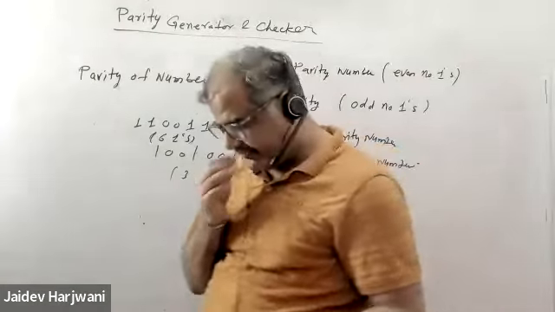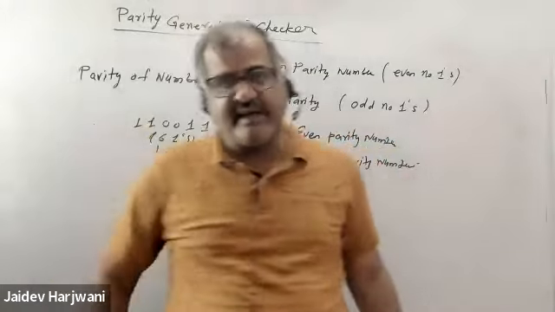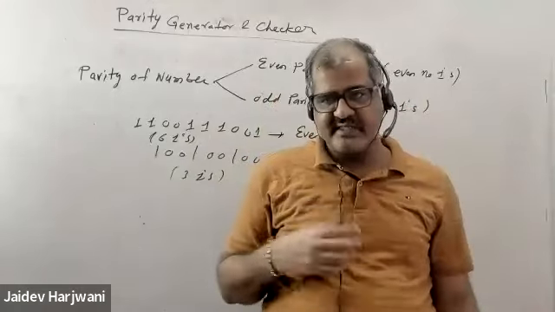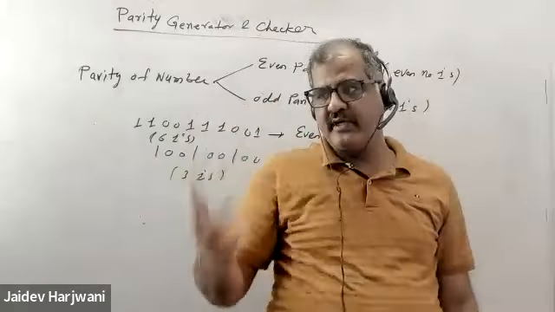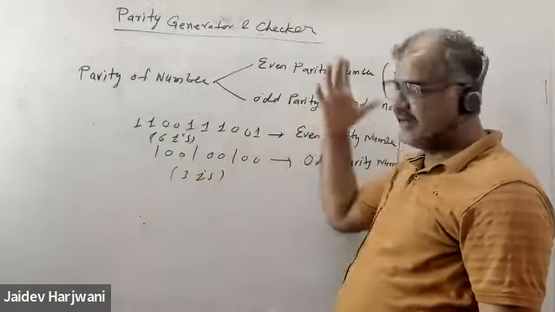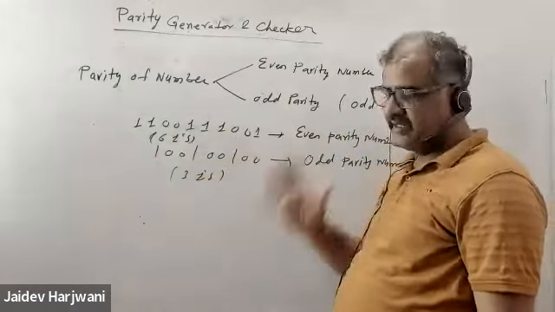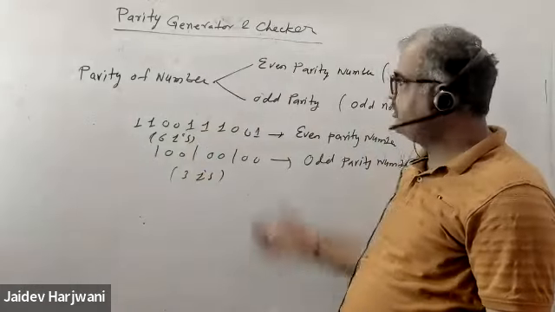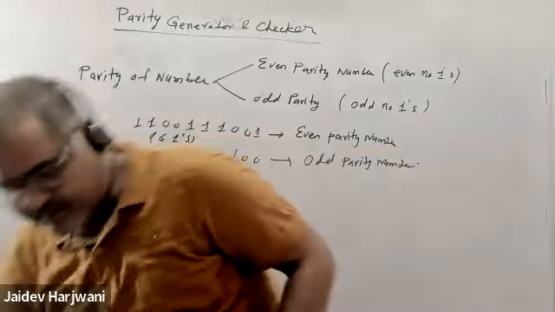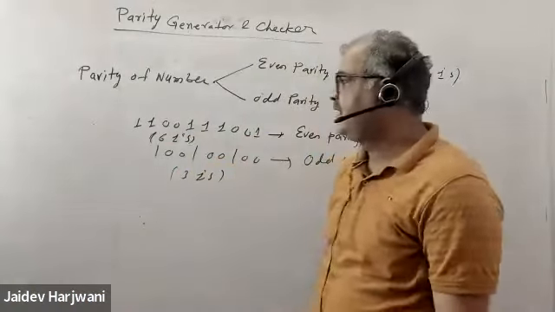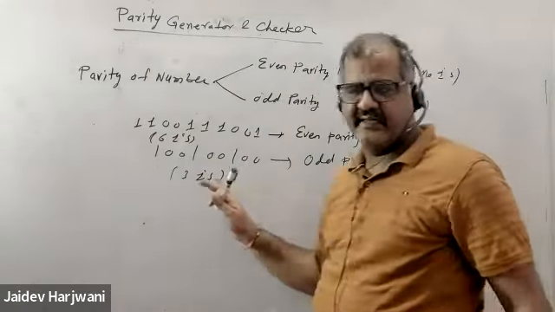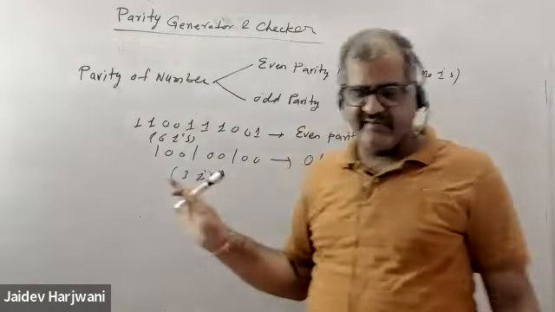Now, how to generate an even parity number? If some number is given, say a 4-digit number, and you want to convert all these numbers into even parity numbers, or odd parity numbers, then you have to generate the even parity bit and odd parity bit. What does that mean? Is this clear? Sir, yes.